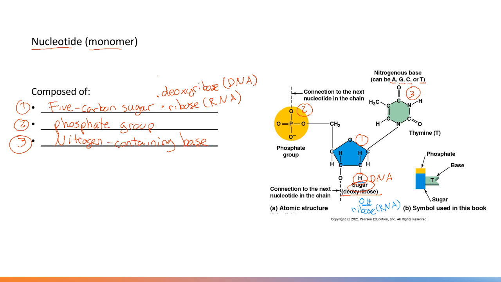So this is what a nucleotide looks like. A nucleotide is going to be very similar for RNA and DNA. Okay, for DNA and RNA. We'll talk about the differences in a little bit, but DNA and RNA are going to have nucleotides, and their nucleotides are going to be made of three things: a 5-carbon sugar, a phosphate group, and nitrogen-containing bases.